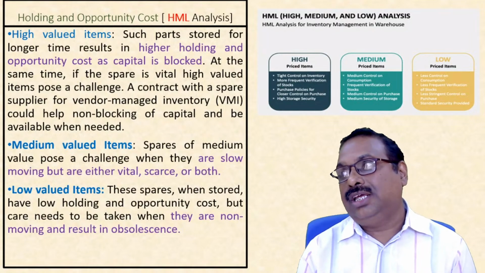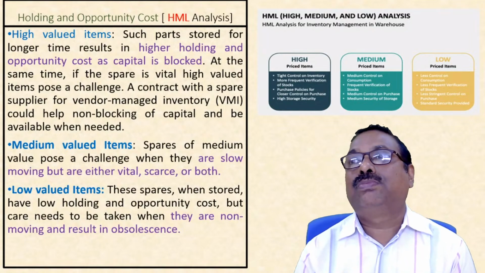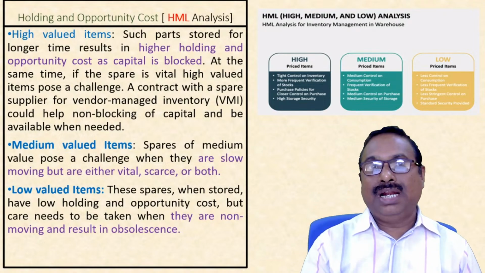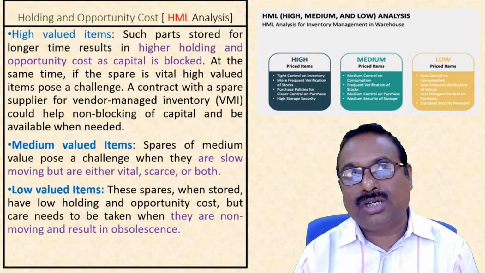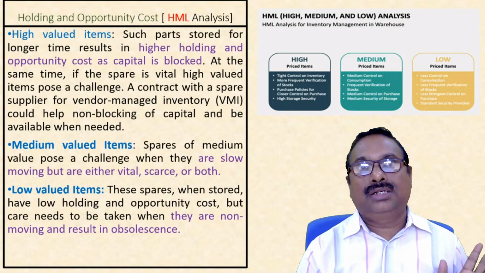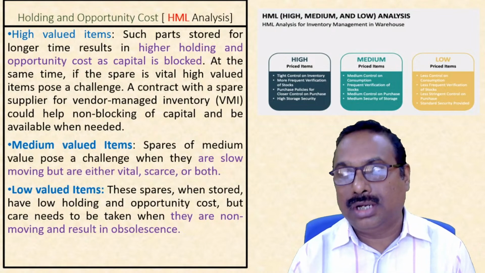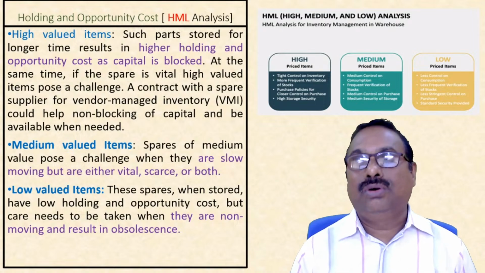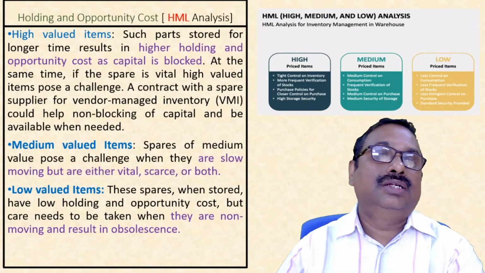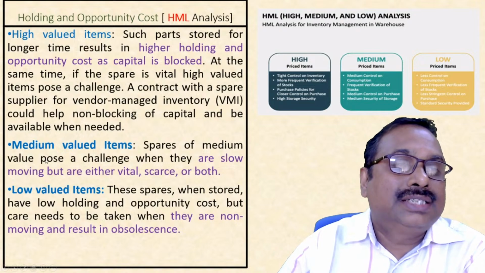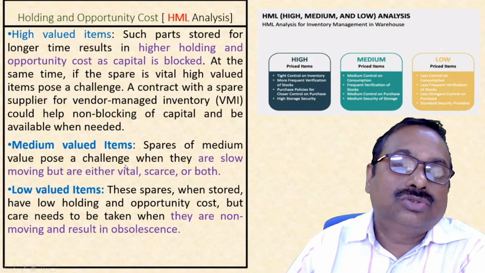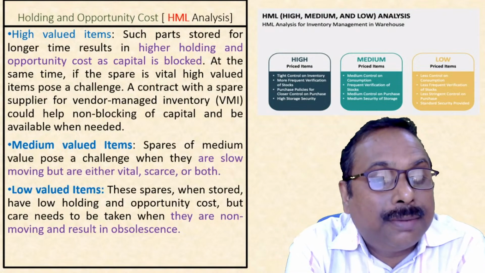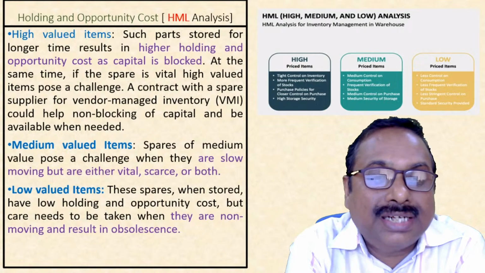VMI, vendor managed inventory, means you ask your vendor or supplier to keep the material in your premises, but you don't have to pay. You will only pay when you use it. That means the material is in your premises, but it belongs to the supplier. So when you need the material urgently, you take the items and you pay the bill. So that is VMI. Next is medium valued items. Spares of medium value pose a challenge when they are slow moving but are either vital, scarce, or both.